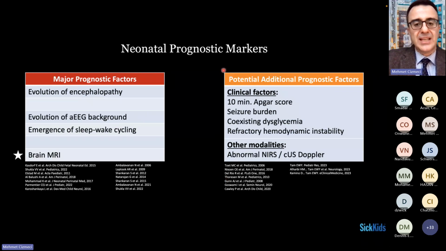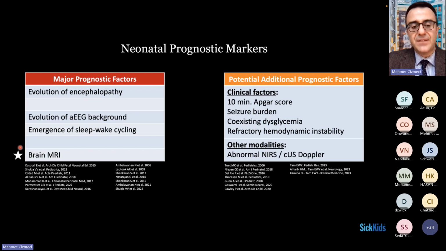So we have some major prognosticators in this population, and the major prognosticators are first the clinical findings, the evolution of neonatal encephalopathy. So if it's improving, then it's a favorable prognostic factor. And in the post-rewarming phase, especially in the post-rewarming phase, if it's still depressed, if it's still moderate to severe, then it's one of the unfavorable prognostic factors. We also get some information from the amplitude integrated EEG, and evolution of the EEG background also gives us some information, which I'm going to show you in the upcoming slides. And the emergence of sleep-wake cycling is also another prognosticator that we can use. So we use the clinical findings, the evolution of the clinical findings, and we use some amplitude integrated EEG data.